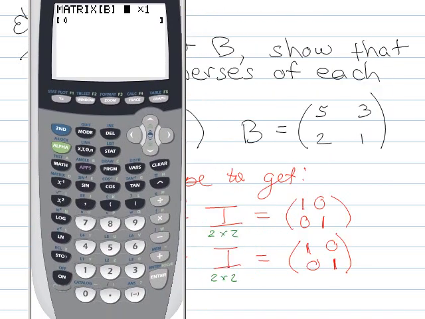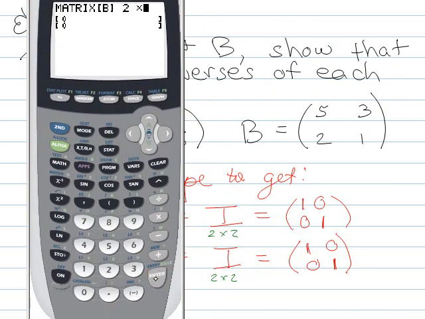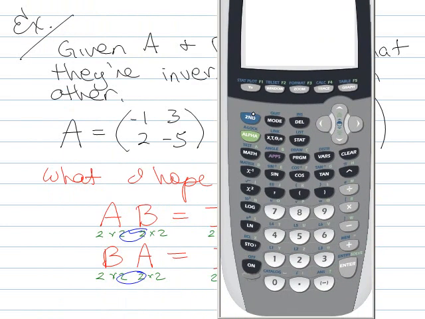But I'm going to go ahead and put in my matrices, 2 by 2, and 5, 3, 2, 1, and back to my home screen. So I want A times B. Oops, that's not what I meant. A times B, that's not what I meant at all. Try this again, A times B, there we go. And A times B is, look, that's my identity matrix.